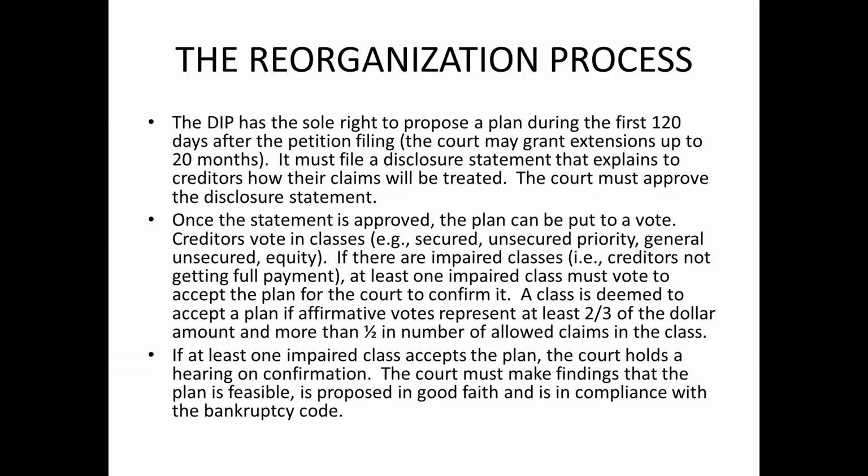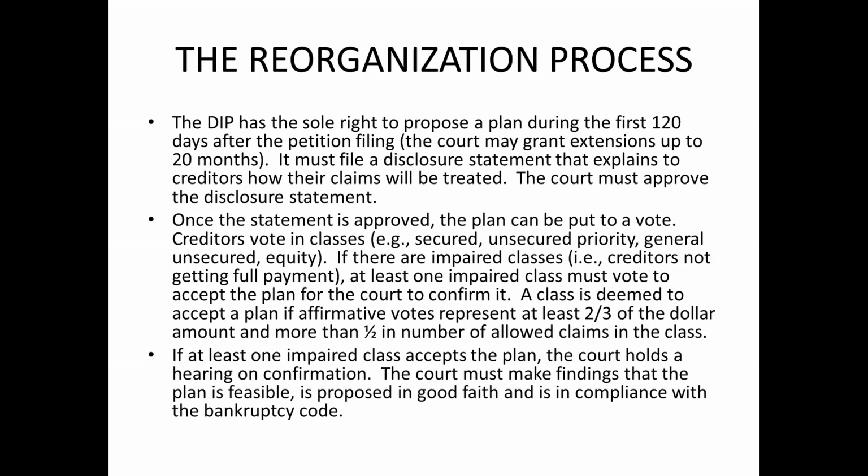And voting is not one person, one vote. Instead, first of all, you have to have an impaired class that accepts the plan. What does impaired mean? You're impaired if you're not getting 100 cents on the dollar. So if you're in a class and everyone is getting 100 cents on the dollar, they're all really happy, but they don't get to make the decision for the people that are not. So you're going to have at least one impaired class vote to accept the plan. It's like, okay, we're getting 50 cents on the dollar. It's a lot better than we would do if there was a fire sale and liquidation, so let's do that.